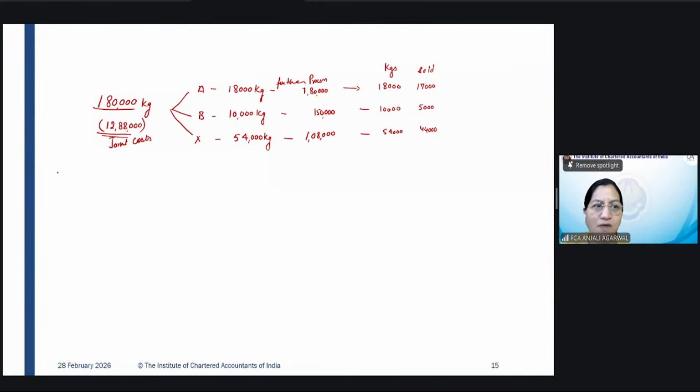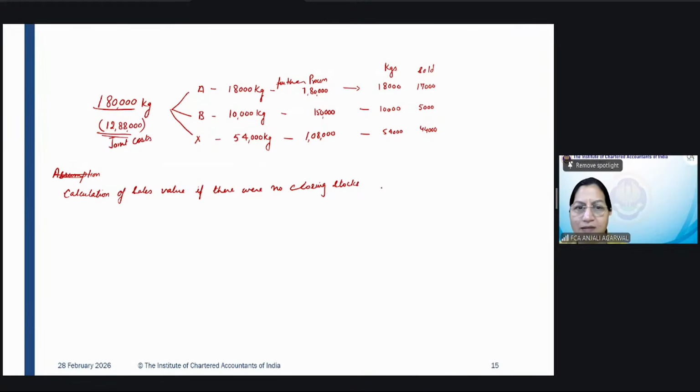So we have to make one assumption here, or rather, calling it an assumption, I would say one calculation is to be done here: calculation of sales value if there were no closing stocks. Right? So what would have been the sales value had there been no closing stock?